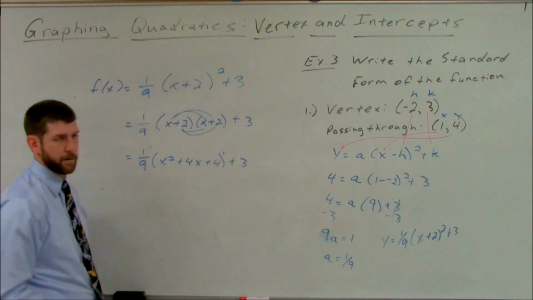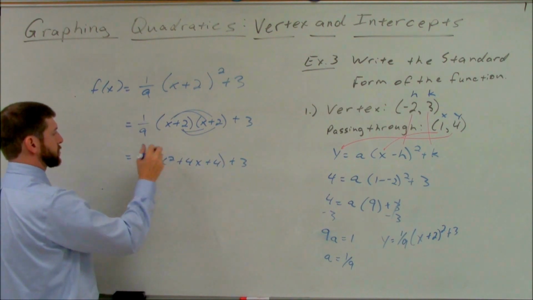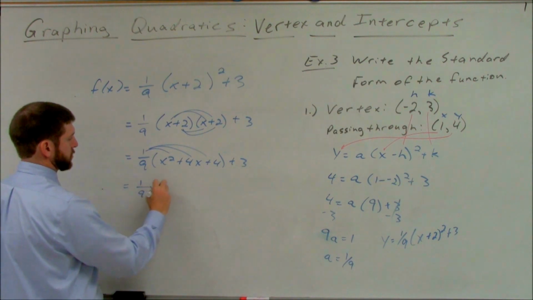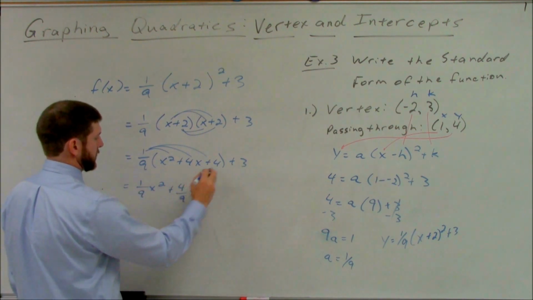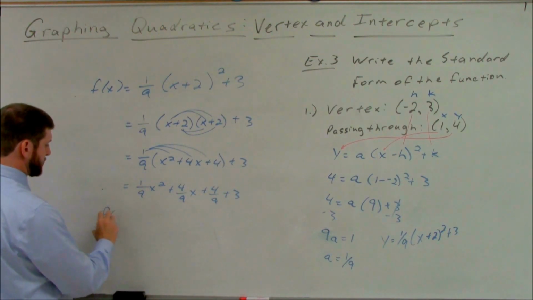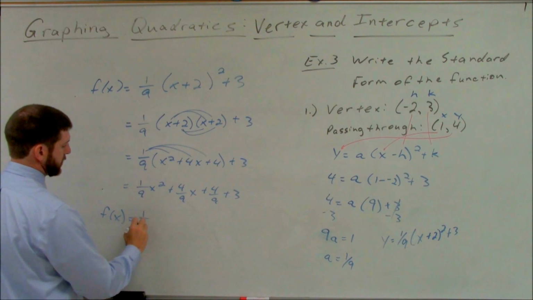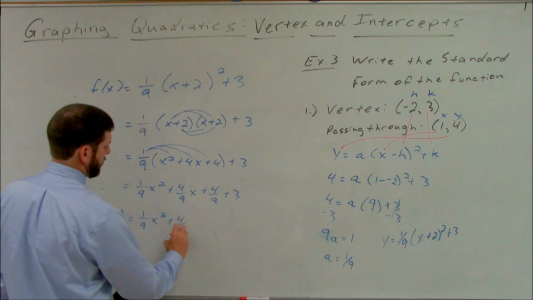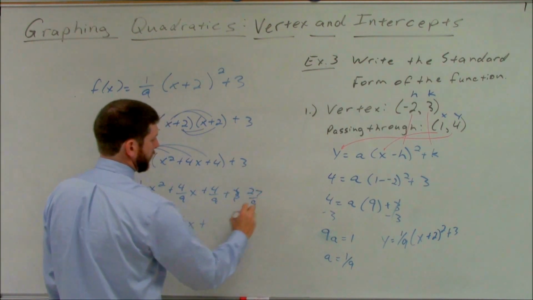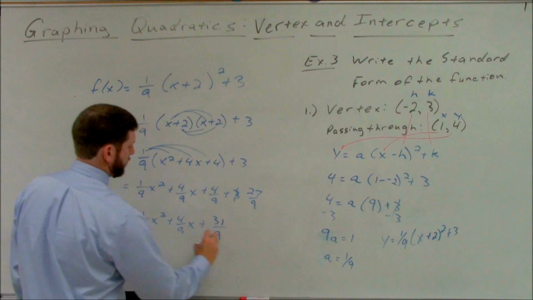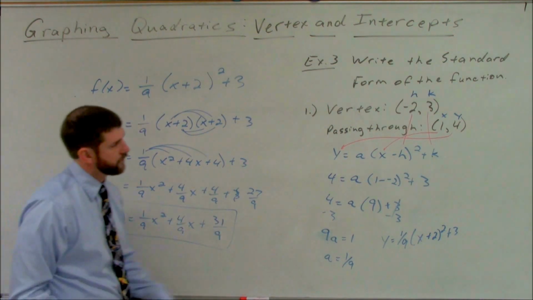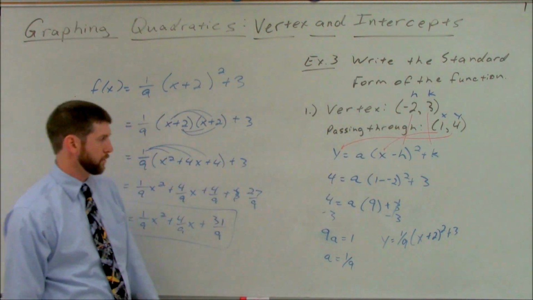Now, with an exponent of 1, we can go through and distribute this 1/9 to all three terms inside. So 1/9 x squared plus 4/9 x plus 4/9 plus 3. So we can see that f of x in standard form is 1/9 x squared plus 4/9 x plus, what's that going to be? 27 over 9, so 31 ninths after you get your common denominator. So that is the standard form of the function that has those two characteristics.